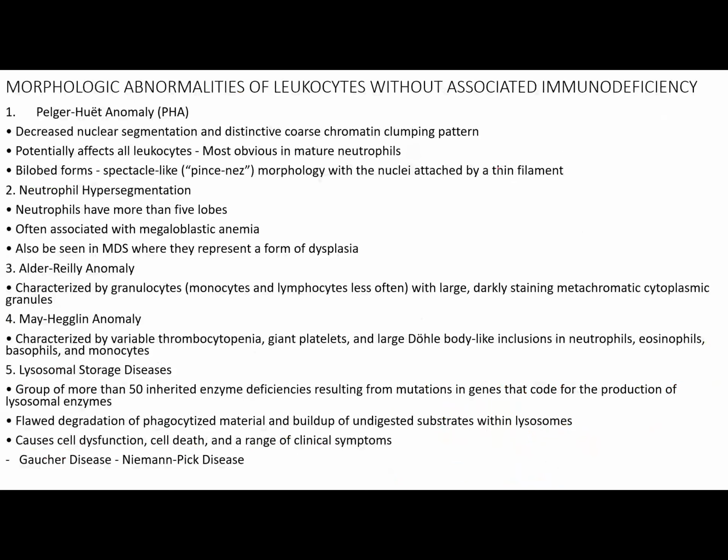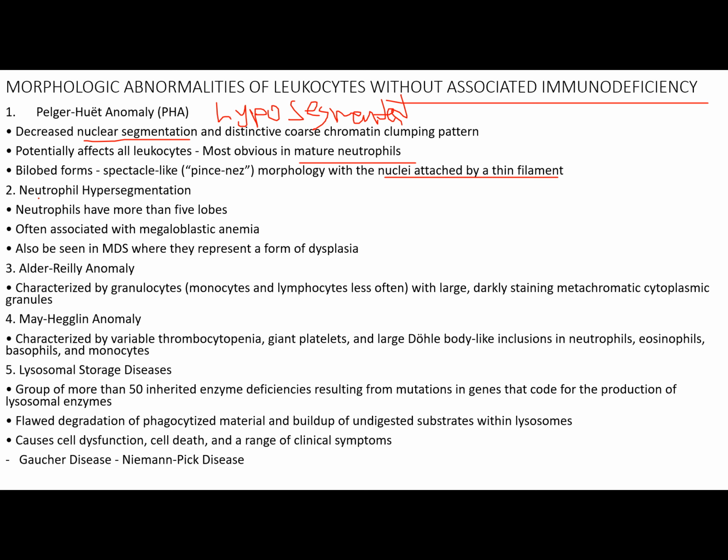Now let's go to the morphological abnormalities of leukocytes without associated immunodeficiency. We have the first one here, Pelger-Huet anomaly, decreased nuclear segmentation. So this is a hyposegmented neutrophil, class, with a distinctive coarse chromatin clumping pattern. Potentially affects all leukocytes, most obvious in mature neutrophils. So your mature neutrophils are hyposegmented, usually bilobed in form, with the nuclei attached by a thin filament.